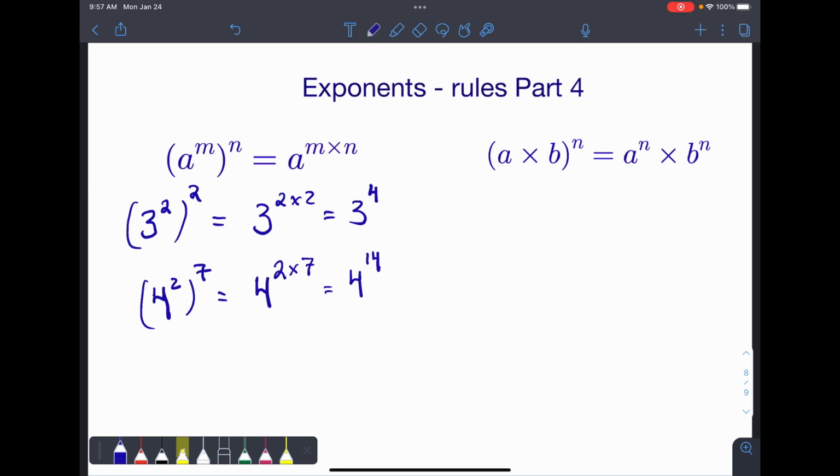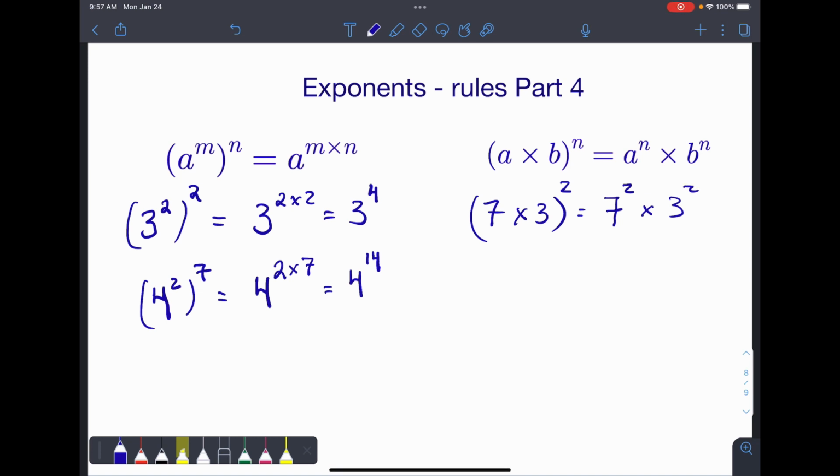So that's a bit of a mouthful. So let's just look at maybe an example. So let's say we had 7 times 3, and we're raising this to the power of 2. So we can rewrite this as 7 to the power of 2 times 3 to the power of 2.